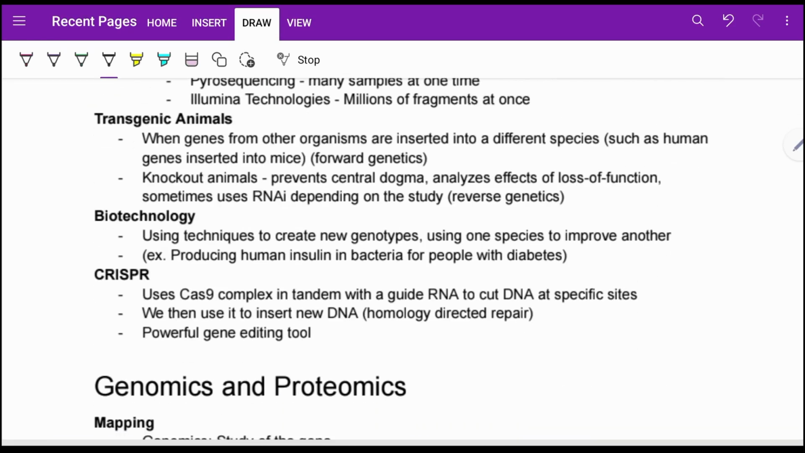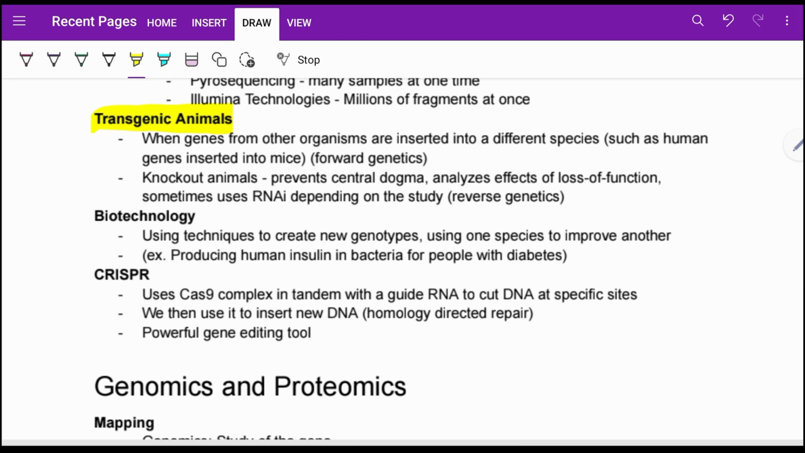Then we have the idea of transgenic animals, which is basically when we have genes from one organism that are put into a completely different organism that is a different species. So, for example, sometimes we put human genes in mice to see how the mice respond to that and how that affects their phenotypes. That would be, again, something of a reverse genetics experiment.